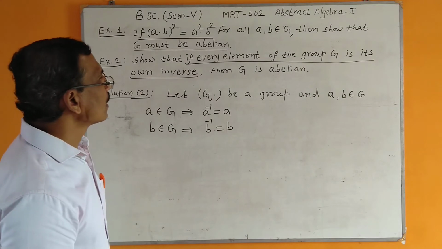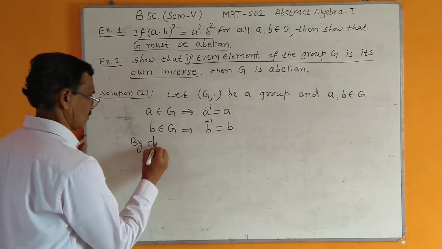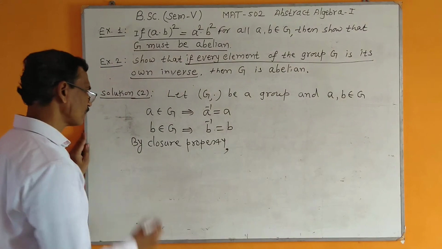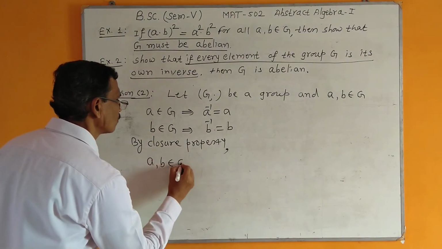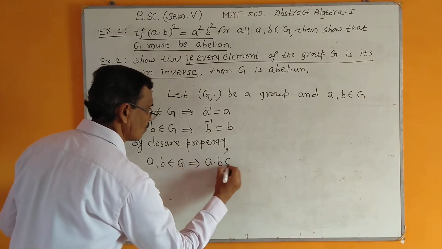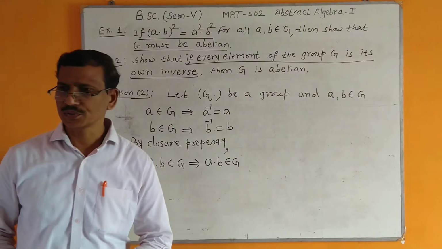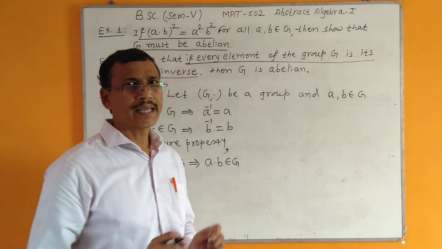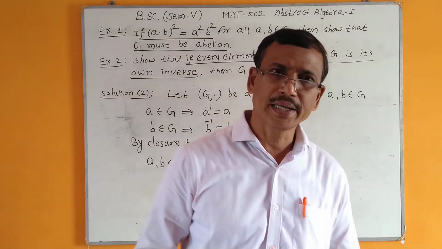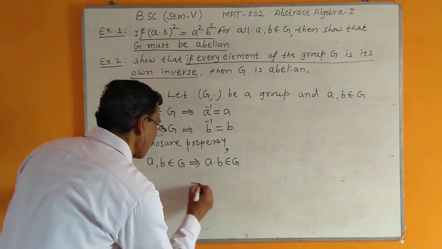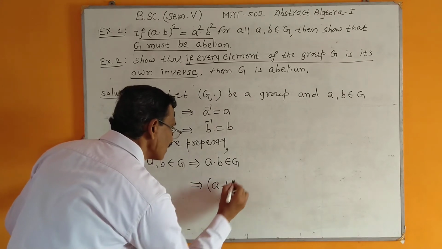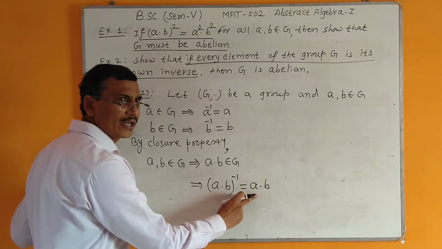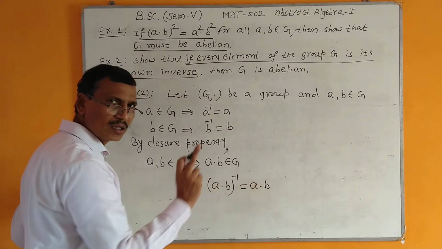Now here, by the closure property, a and b belong to group G, which implies their product a·b also belongs to G. As a·b is an element of the group G, and in group G every element is its own inverse, this implies (a·b) inverse is equal to a·b. That means the inverse of a·b is a·b.